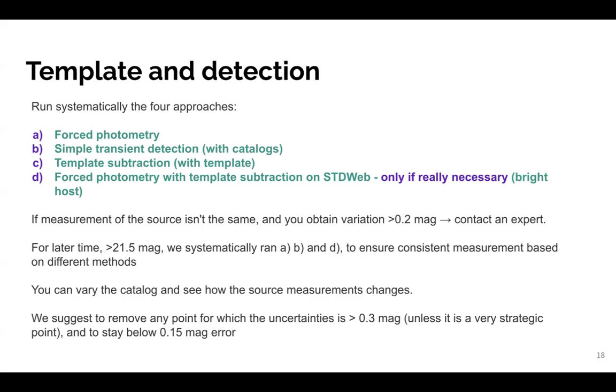The criteria we set here as well is that for any magnitude fainter than 21.5, we ran A, B, and D and checked whether the result that we get is consistent or if it makes sense or not. So if there's a very huge jump between the results, then something is wrong either with the image or with the way that the analysis is going. You can vary the catalog and see how the source measurement changes. Usually, the more stable your results are, the more confident you are in what you're getting. And then we also suggest removing any point for which the uncertainty is greater than 0.3 mag, unless you kept it for a very strategic reason. But we try to stay below 0.15 uncertainty.